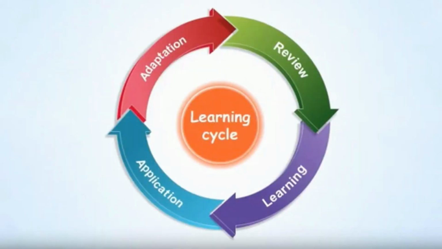As you know, a cycle means it repeats itself. There are 4 stages in the learning cycle. The first one is what we call the review. The second one is learning. Then comes the application and then adaptation. What do we mean by these 4 steps?